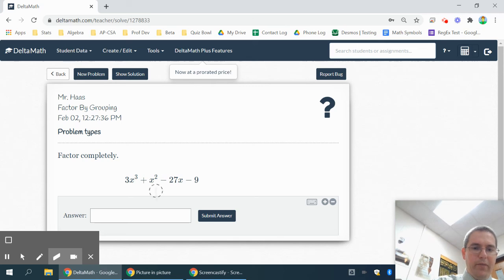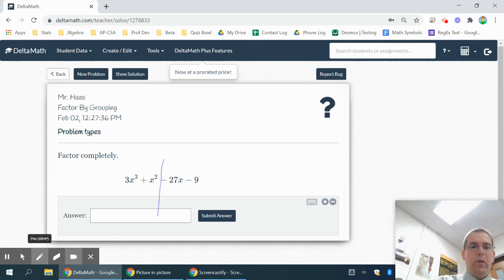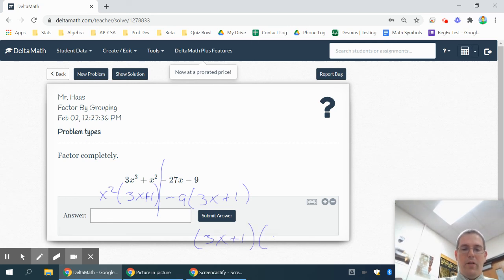Same basic idea, split it in half. See what comes out of the first part. All that comes out is an x squared. That leaves me with a 3x plus 1, because x squared divided by x squared is 1, and you do need to write down that 1. Now, since it starts with a minus again, I'm going to take out a minus. So minus 9 is what I can take out this time, and that will give me a 3x plus 1 again. Very similar to the last one, I have a 3x plus 1 and an x squared minus 9.